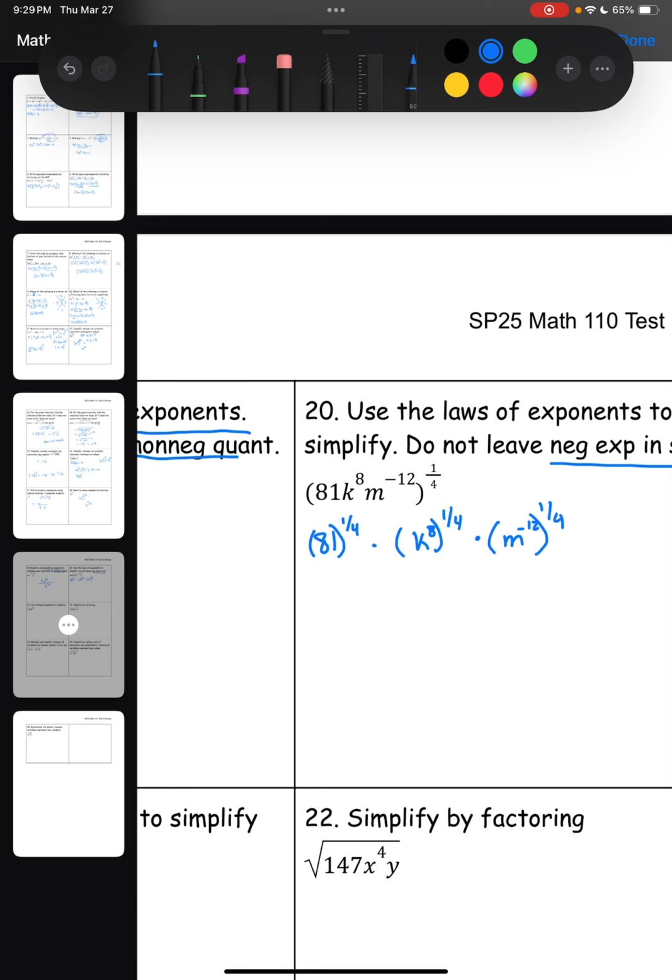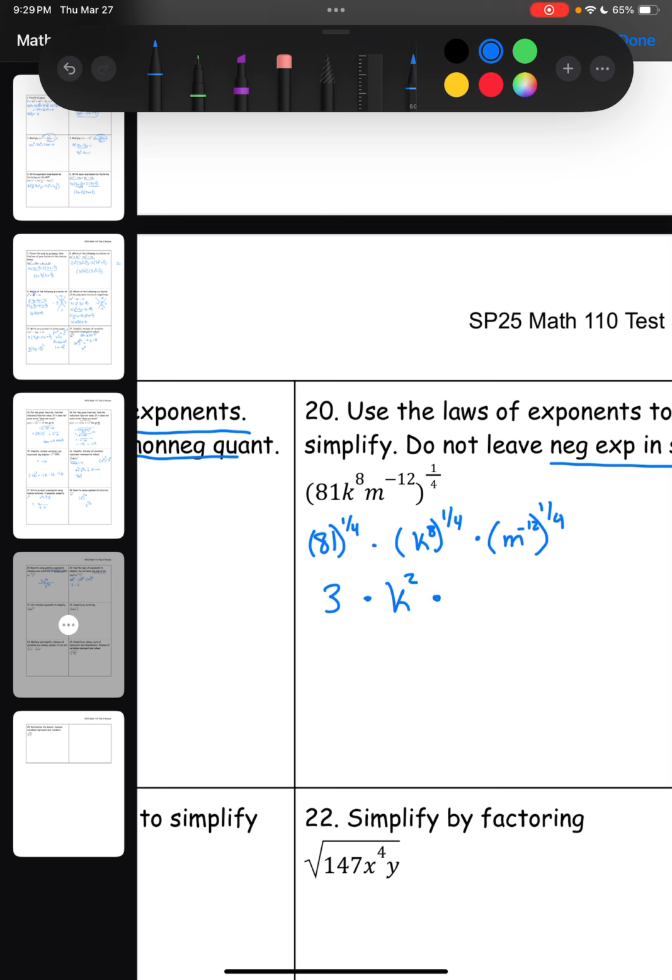So, 81 to the 1/4 is actually just what is the 4th root, or what is being multiplied 4 times to get to 81. That would just be 3. So then we're left with 3, right? Then 8 to the 1/4, we're actually just going to do 8 times 1/4, which is just 2. So k to the 2nd.